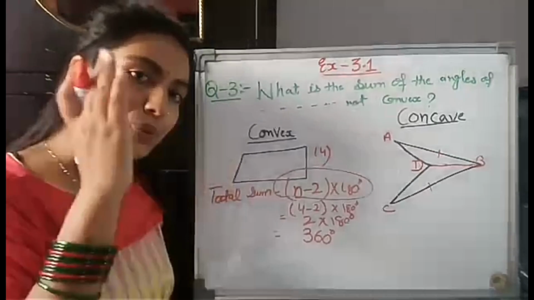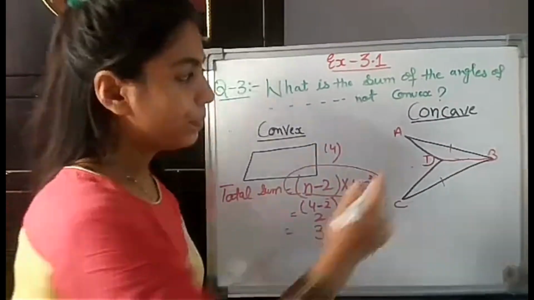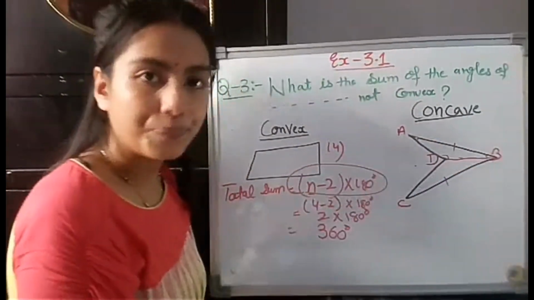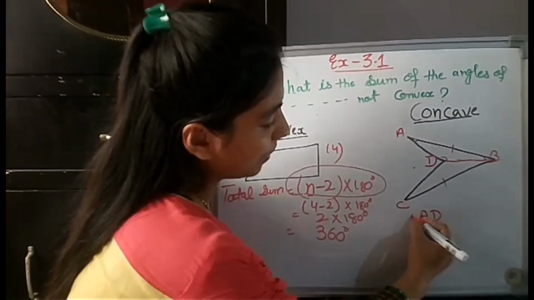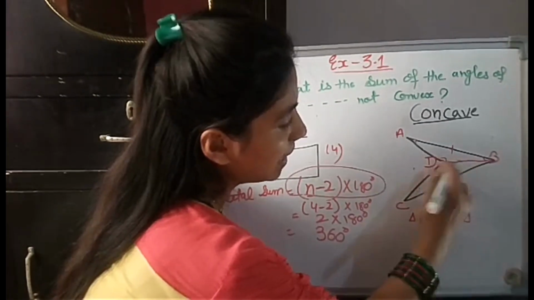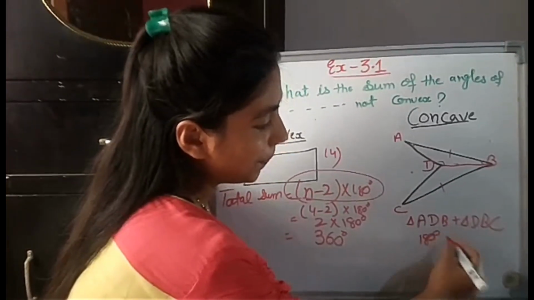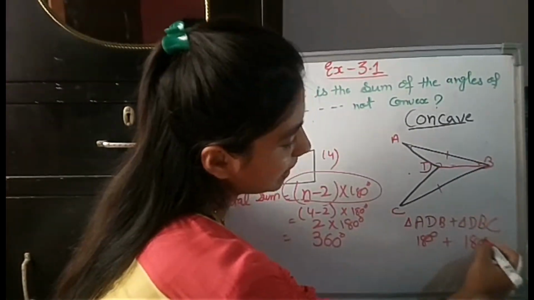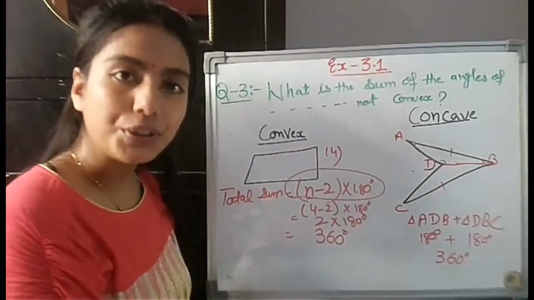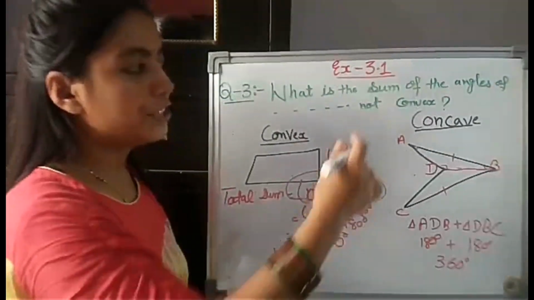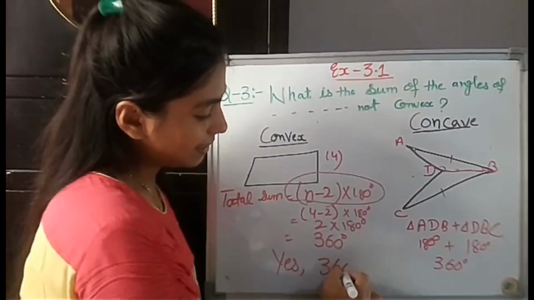Now students, you know that the angle sum of a triangle is equal to 180 degrees. You know that because 60 degrees, 60 degrees and 60 degrees. So you have 2 triangles. If I write triangle ADB plus triangle DBC, that is triangle ADB 180 degrees plus triangle DBC 180 degrees. So 180 plus 180 is 360 degrees. So what have we concluded? We have concluded that yes, even if we don't have a convex quadrilateral, the same property holds, that is 360 degrees.